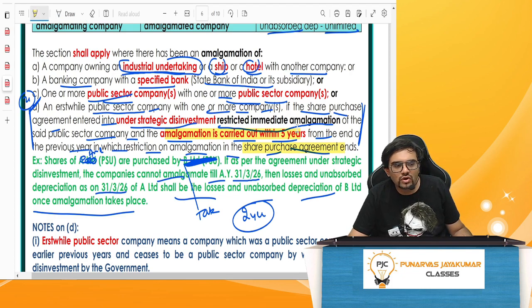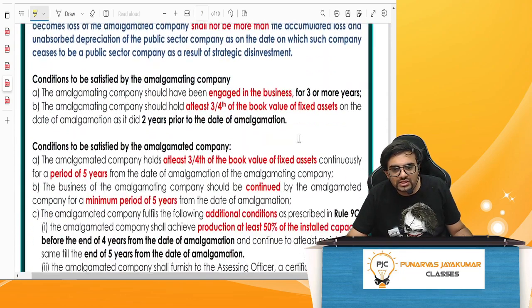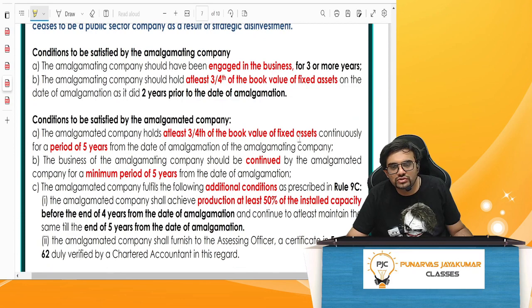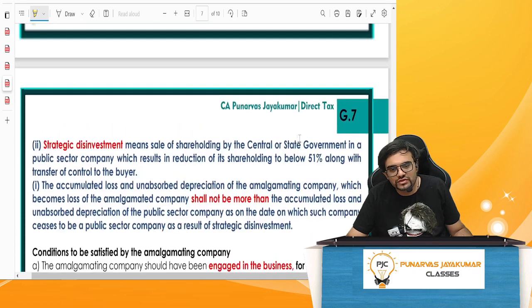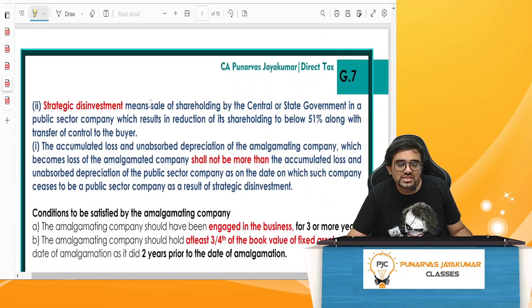And then all the provisions of amalgamation will apply. But you see, there are conditions to be satisfied by both. Only then it will apply. Otherwise, no. First one: what is an erstwhile public sector company? It means a company which was a public sector company in earlier years and ceases to be so because of strategic disinvestment. Air India, classic example. Strategic disinvestment means sale of shareholding by the central or state government in a public sector company which results in reduction of its holding to below 51%.